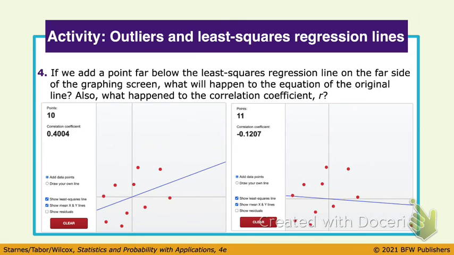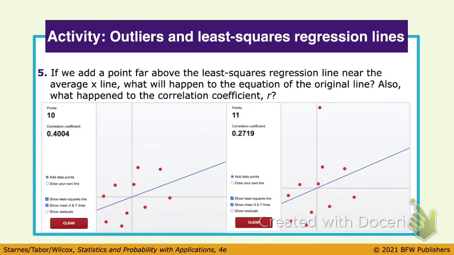All right, let's look at another example. Now, we're adding a point that is far above the least squares regression line, but it's near this average x line, okay? So it's near the average x line. What happens to the slope of the line? It did increase a little bit, okay? What about the y-intercept? So again, we're looking at this point right here. It did also go up just a little bit, slightly.